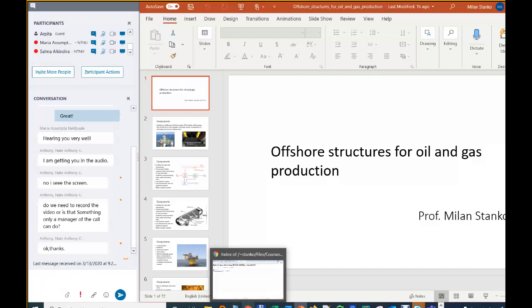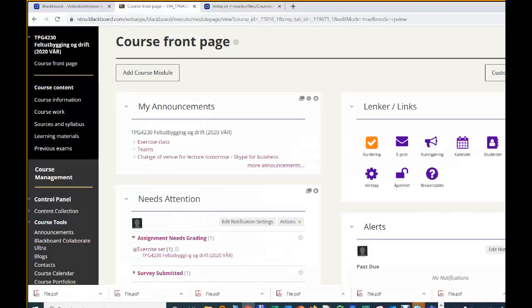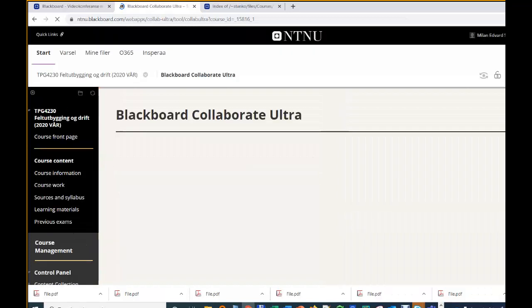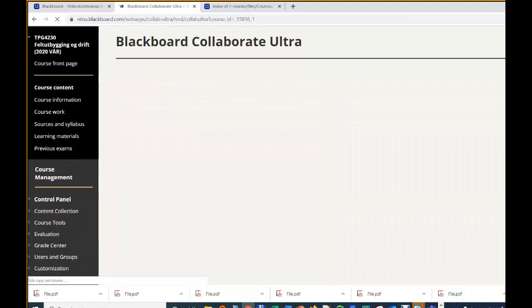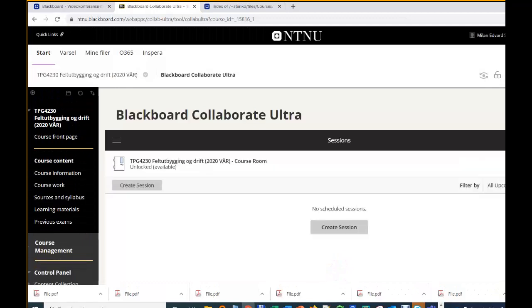NTNU has recommended to use a tool instead of Skype. If you go to Blackboard, they have a tool called Blackboard Collaborate Ultra that apparently does the same thing as Skype, but it's supposed to be better. Okay, so we can maybe try that option. I will let you know for the next lecture. It doesn't look very promising.